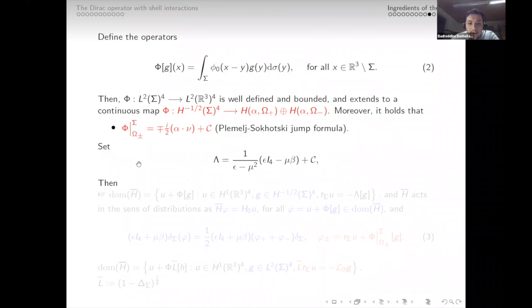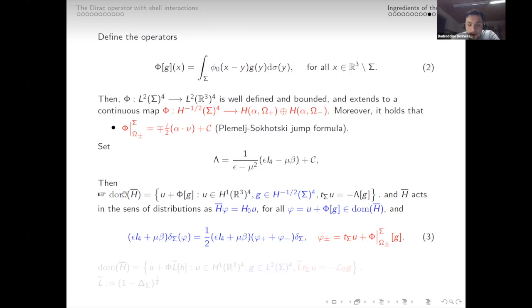All right. And then if I denote by lambda this operator, remember in the definition of L lambda we have this kind of operator. And in fact, the domain of the closure writes as follows. We'll have a regular part, which is in H1 for the free Dirac operator, and then a singular part with G in H^-1/2.